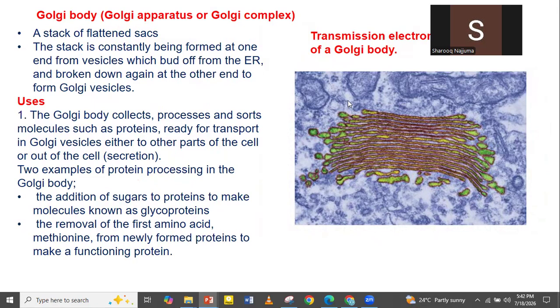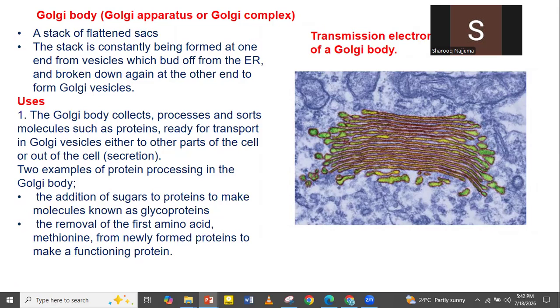This is still from a microscope. It shows us the Golgi body. As I told you, it's a stack of flattened sacs. It appears to be made on one end as the vesicles join, and then on another end, as the vesicles leave, it appears to be broken down.